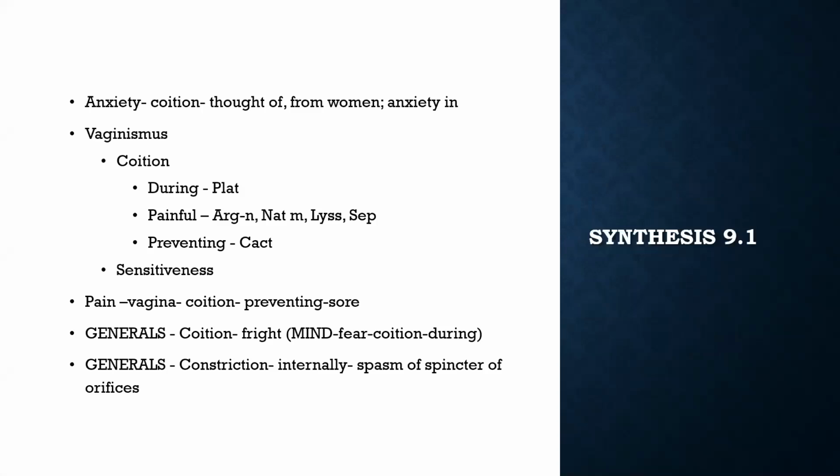Now go to Synthesis 9.1, you'll find anxiety, caution, thought of from women, anxiety in. Then again, vaginismus caution during, painful, preventing, sensitiveness. So it's one and the same rubric, it's just that it has been represented a little differently in different repertories. The speciality of Synthesis 9.1 in case of vaginismus is under the chapter generals, go to the constriction.